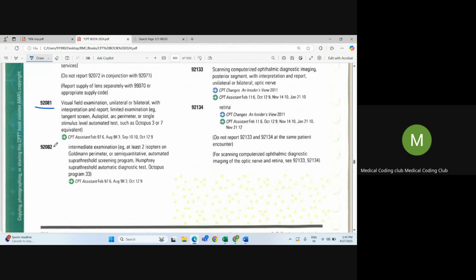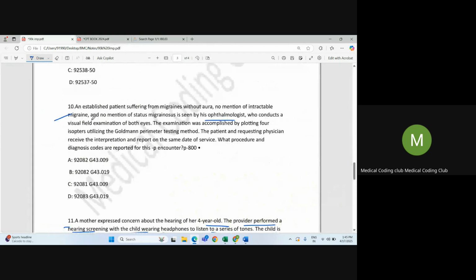Nine two zero 81 and 82. So this is again we have to check how many isopters they are using. Based on isopters, we will code it. Okay, so how many isopters have they coded? 4 isopters they have utilized, and they're also saying Goldman perimetry.